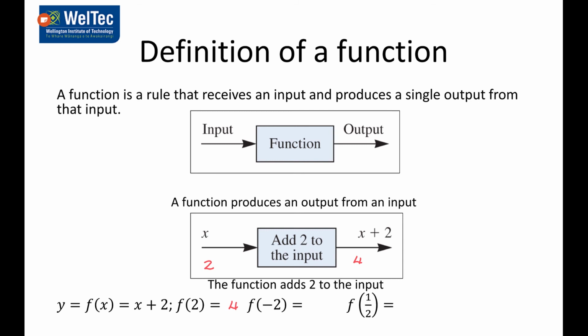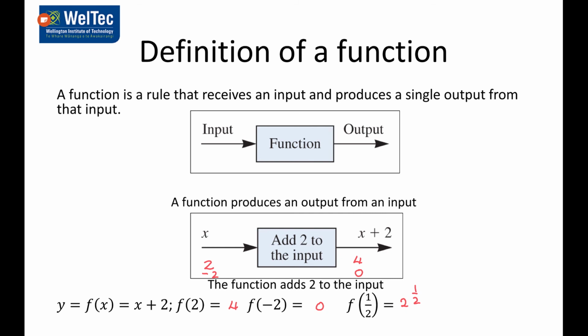What happens if we put in negative 2? We're going to add 2 to that, and out pops 0. What if we put in a half and add 2? Then we'd get out the other end 2.5. So a function is really just the mathematical expression for the way that the value of one quantity, which is the dependent variable, depends on the value of another, which is the independent variable.